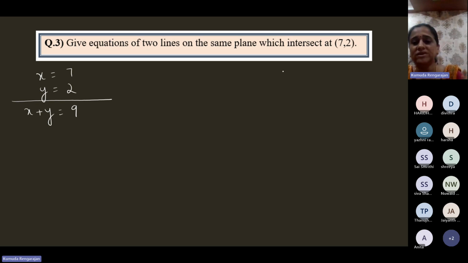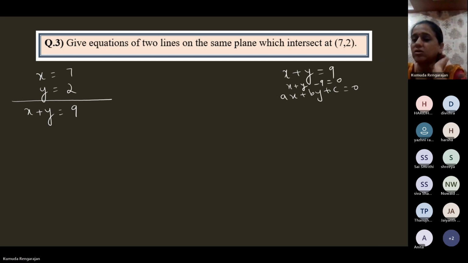Now x plus y is equal to 9 is an equation of the form ax plus by plus c is equal to 0. Always, when you transpose, you get x plus y minus 9 is equal to 0. So this is of the form ax plus by plus c is equal to 0, and equations of this form will have infinitely many solutions. So this is one equation which has (7, 2) as a solution.